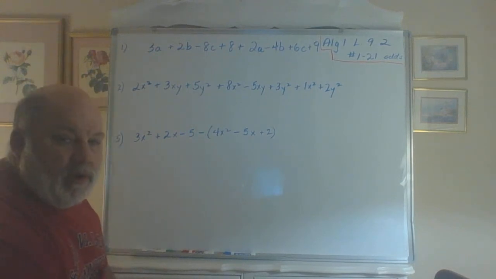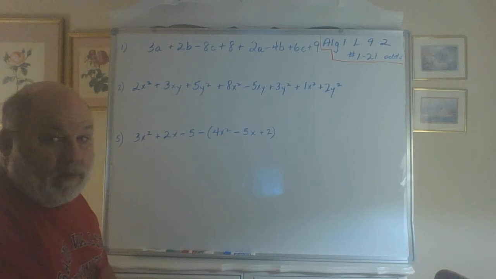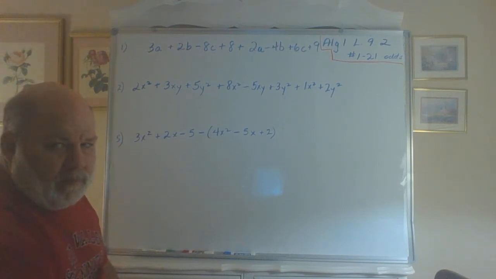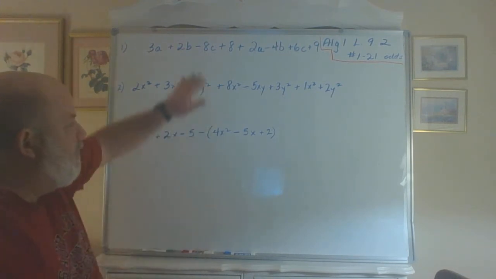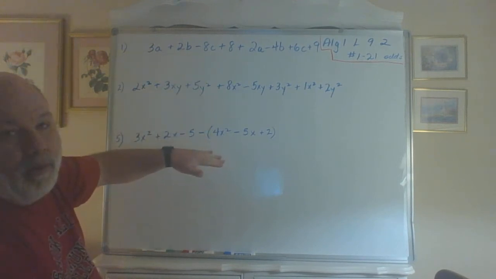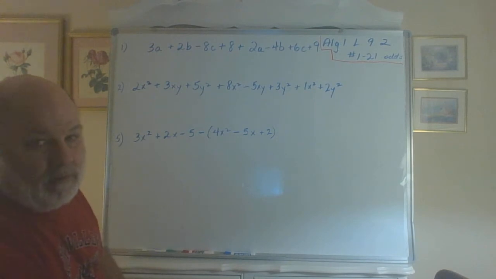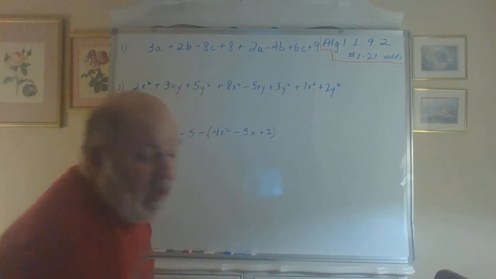And we're going to have to be looking for what are called like terms, things that we can add together and things that we can't add or subtract together. Now, this lesson gives us 7 examples. We're only going to go over 3 of them up here on the board. I have them listed 1, 2, and 5. And let's just get right into it.